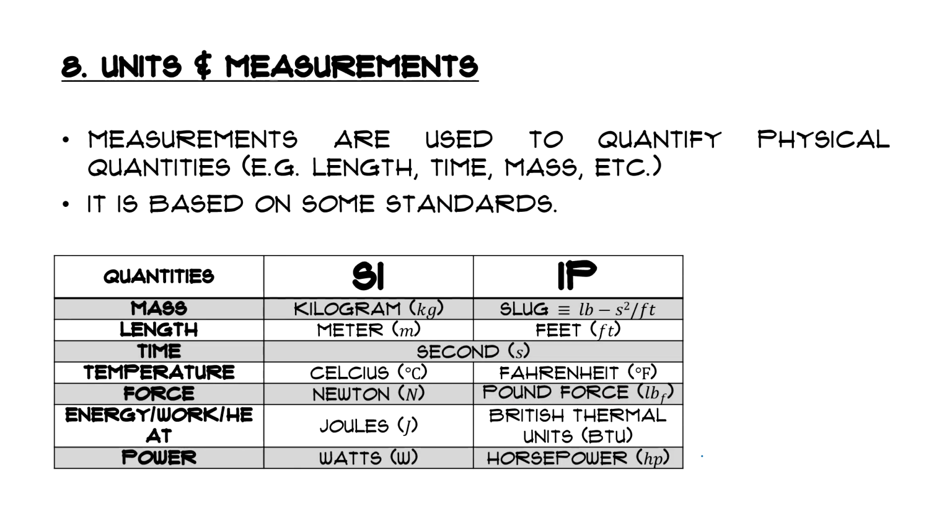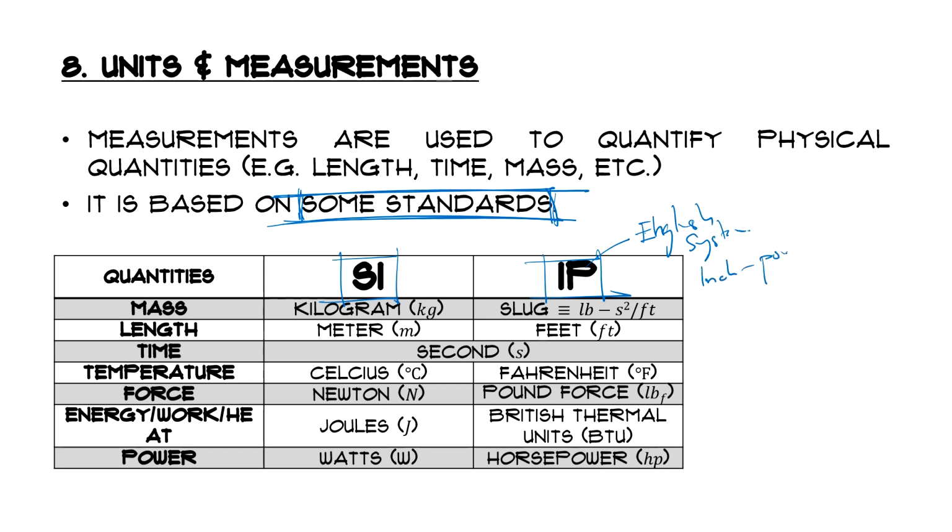And then lastly, we have units and measurements. Measurements are used to quantify physical quantities, like length, time, and mass, and they are based on some standards. We have two systems of measurements: the SI, the international system of units, and the IP or inch-pound system, also called the English system.